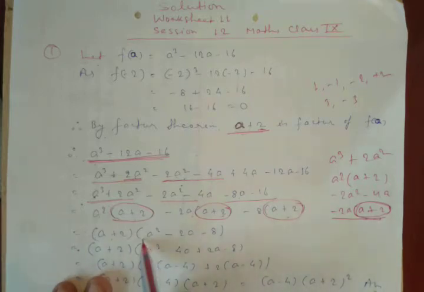If it can be factorized by splitting the middle term, then do it, otherwise leave it. So a plus 2, and here it can be factorized. I have done it here. You can see that a square minus 4a plus 2a minus 8.